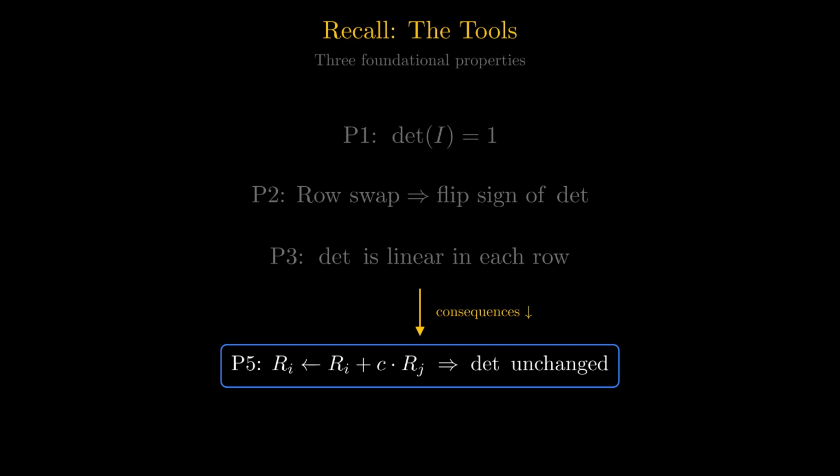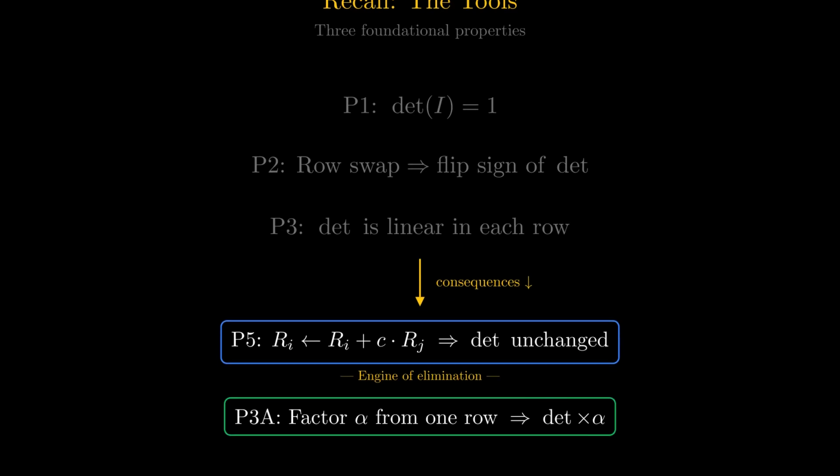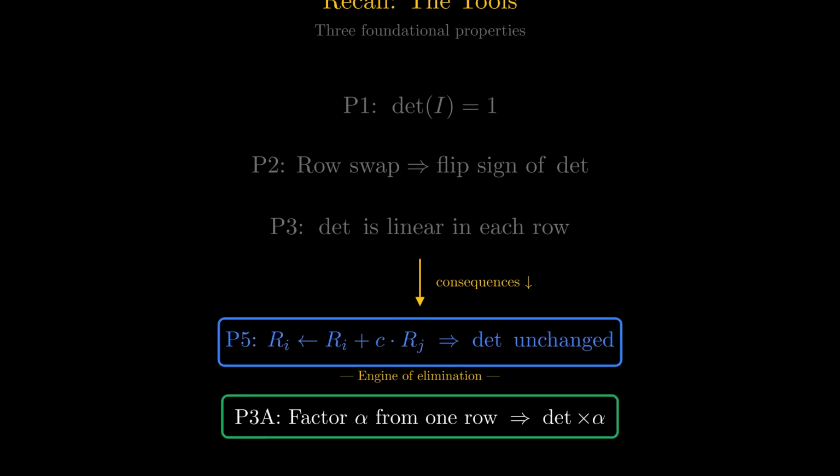Property 5, adding a multiple of one row to another does not change the determinant. And this is the row replacement operation, the backbone of Gaussian elimination. And property 3a, factoring a scalar out of one row multiplies the determinant by that scalar. And these 2 facts, row replacement preserves the determinant and scalar factoring multiplies the determinant, drive everything that follows.